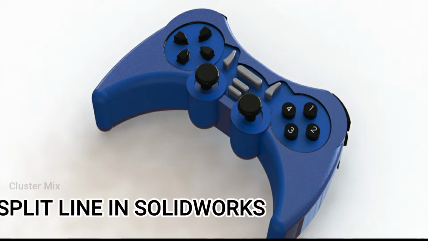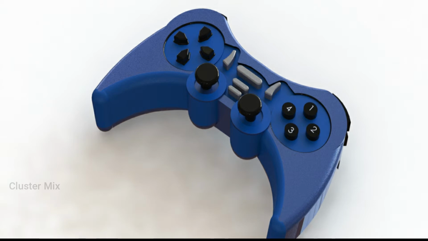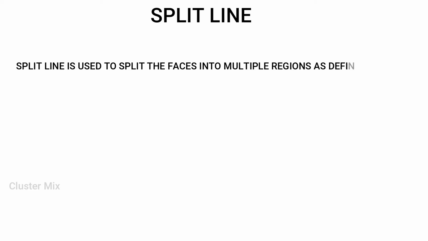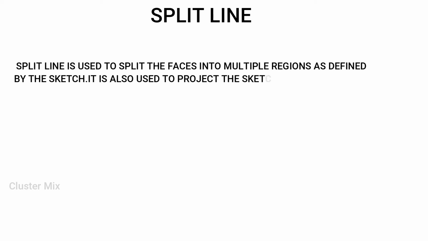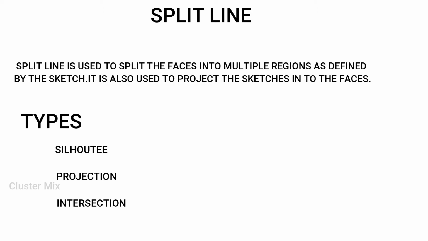In this tutorial, I'm going to explain one of the commands in Solidworks, that is the split line command. The split line command is used to split the faces into multiple regions based on the sketches you have selected, and it is also used to project your sketch onto particular faces. Okay, let's get into the video.